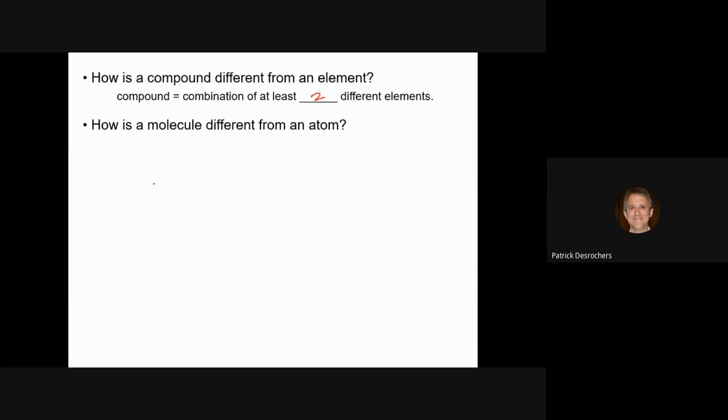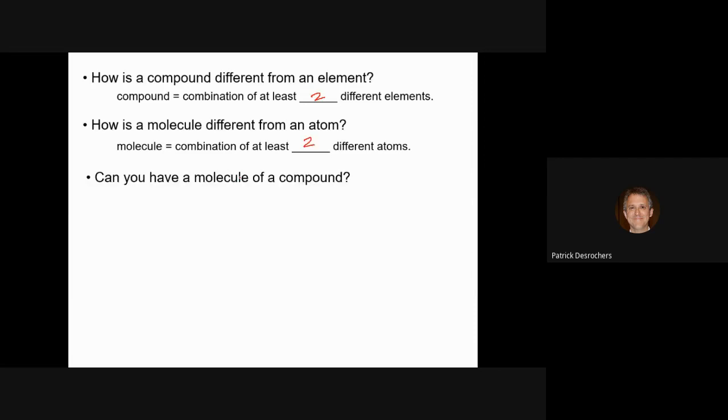How is a molecule different from an atom? It has 2. What has 2? The molecule. 2 what? 2 atoms. Okay, at least 2? Yes. Could a molecule have more than 2? Could I have a molecule with like 5 atoms? Yes, no problem. Molecules can be huge with lots of atoms in them. So a molecule is a combination of a minimum of how many atoms? Minimum 2.